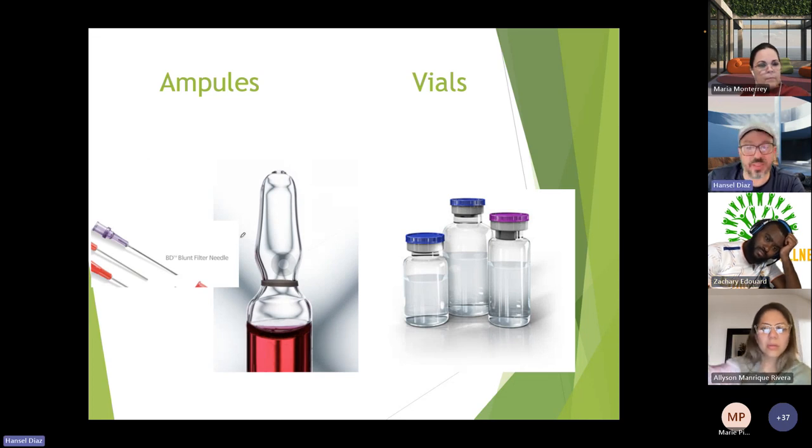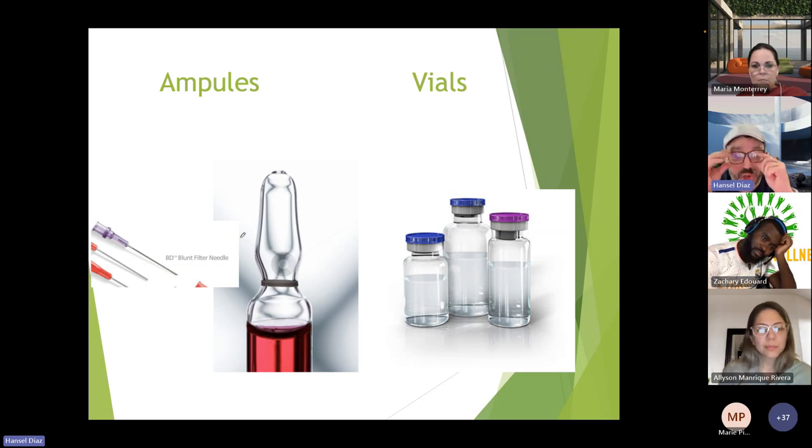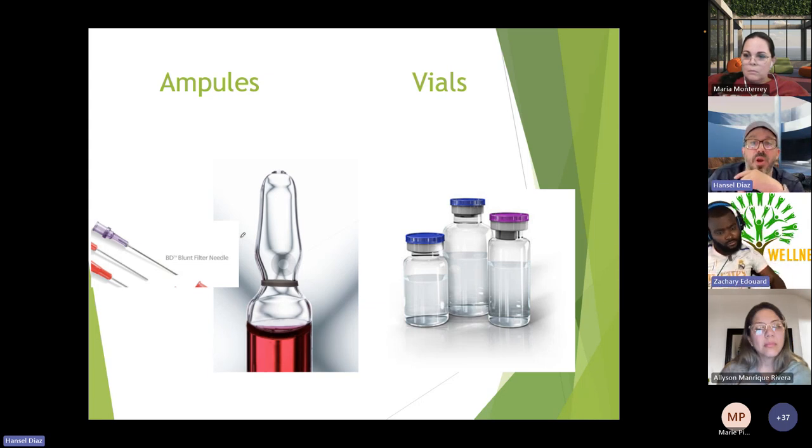Vials don't have a risk of you having leftovers. Ampules do. So if you're going to use an ampule, just use a blunt filter needle when you're pulling up the medication. A blunt filter needle has a filter, so whatever is left over that you cannot even see inside the ampule stays in the filter. Then you take off that one and use the needle that you're going to use to inject the medication. You're following me so far?